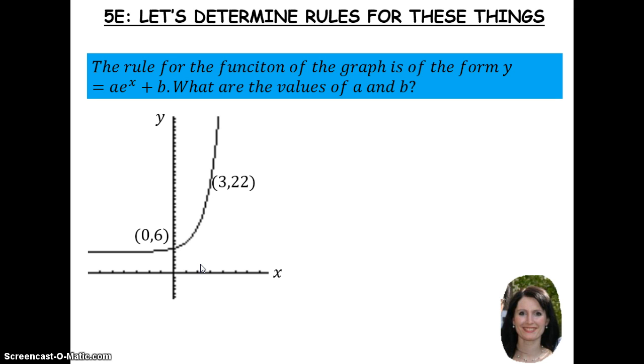Now we do have 2 points, and that's all we need. We have 2 variables. Remember, e is not a variable, and we want to find what those a and b are. Let's put that into perspective. We have when x is 0, y is 6. So let's substitute that in as 6 equals a e to the power of 0 plus b.